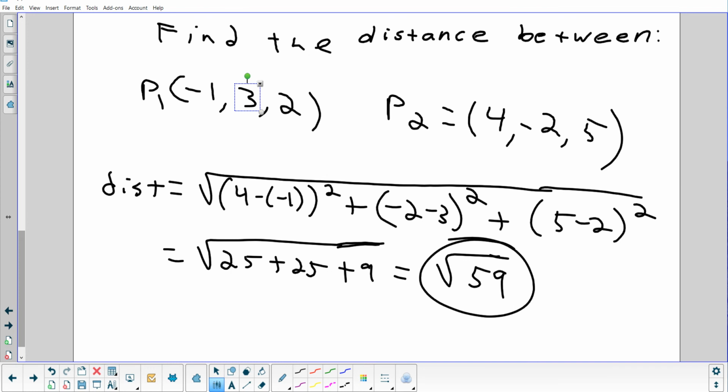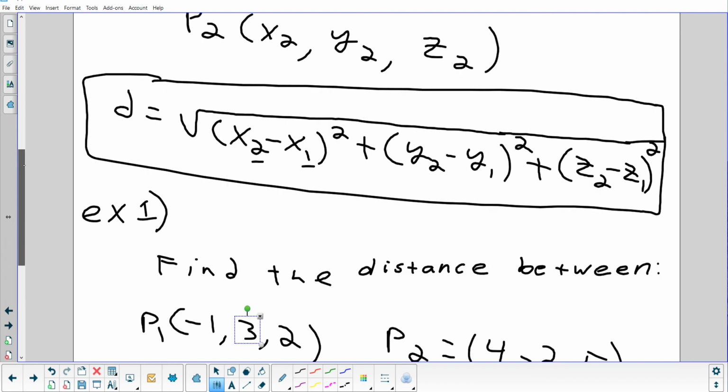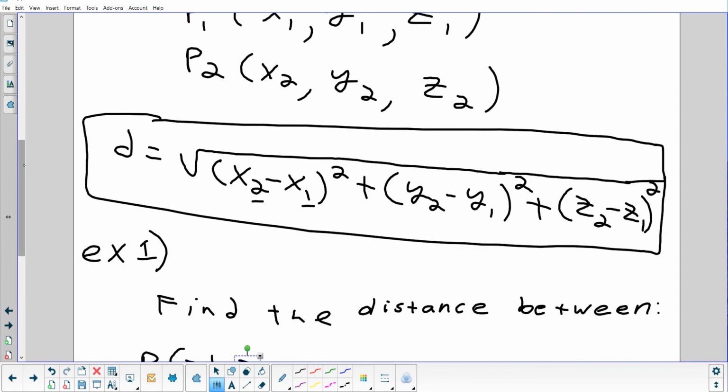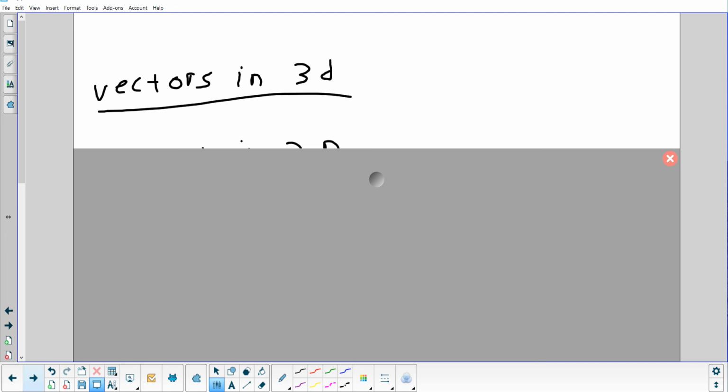Questions on finding the distance between those 2 points? All right, so now we're going to do the same idea, but we're going to get into the formulas that we did with vectors. Every formula we learned had an x and a y in it. All you have to do is copy the same pattern one more time for the z. Okay, well, let's try that.